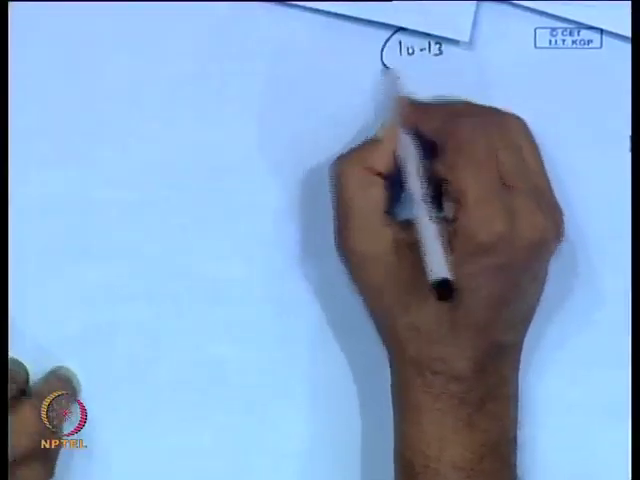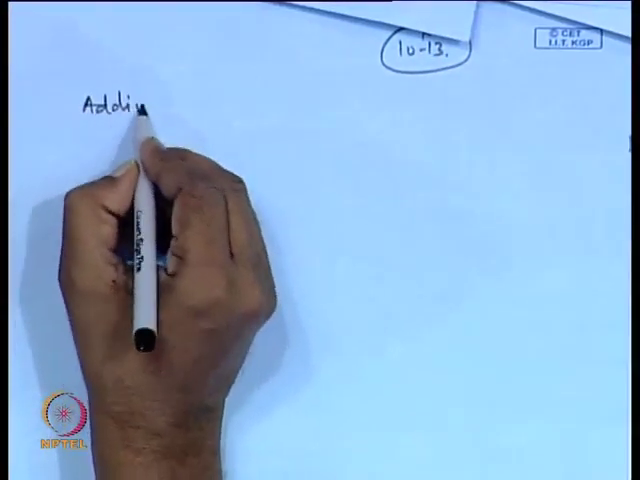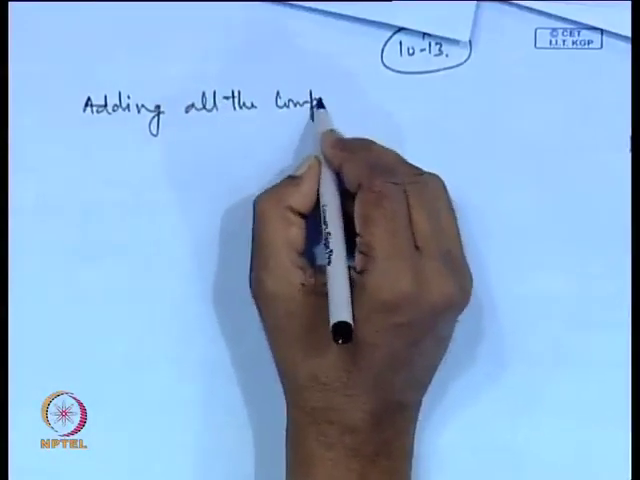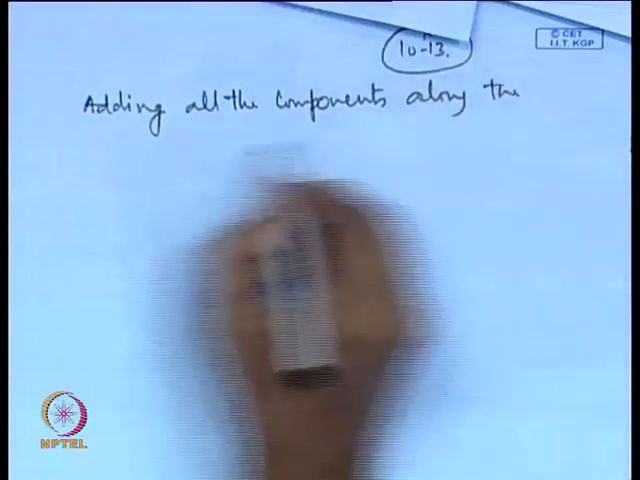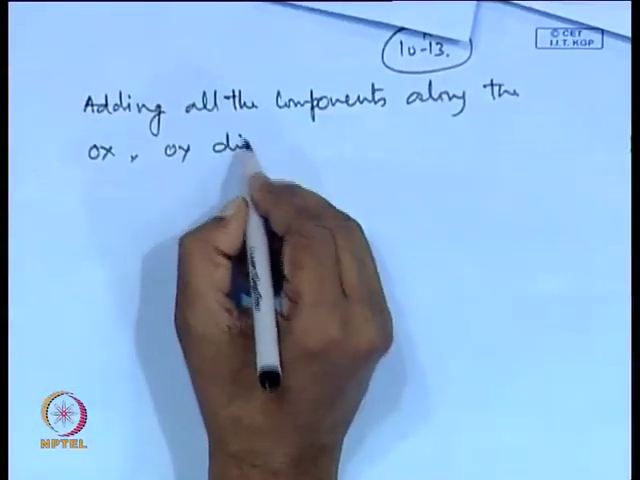So, now add all the components along the O X, O Y and O Z direction. So, this is 10, 13, adding all the components along the O X, O Y directions.